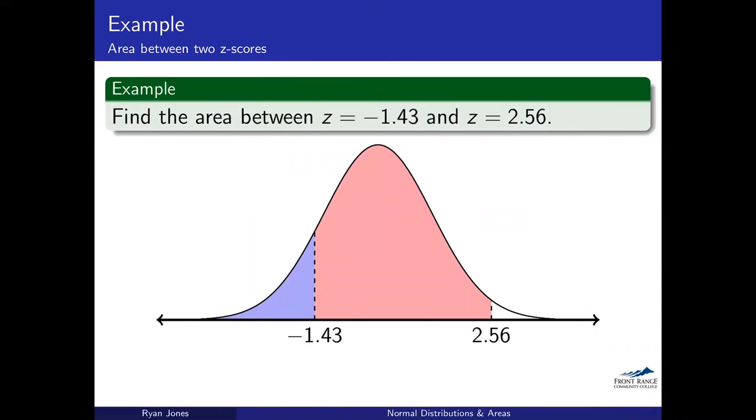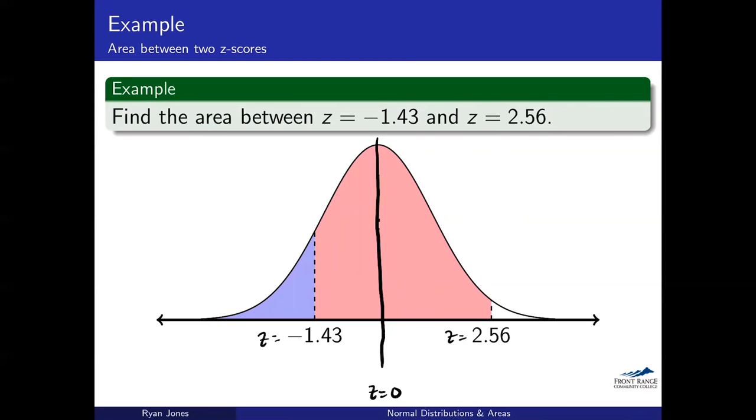Just as a visual here, this is what this looks like. We have Z equals 2.56 and Z equals negative 1.43 labeled right there. I'll point out that this is Z equals 0. Let's make this a straight line through. This is Z equals 0, this is Z equals 2.56 and Z equals negative 1.43. And so we found this reddish orangish area in this problem. That area is 91.84% of the entire area under this whole curve.